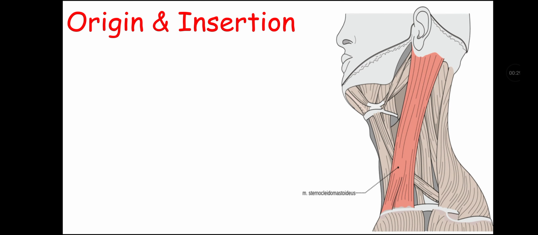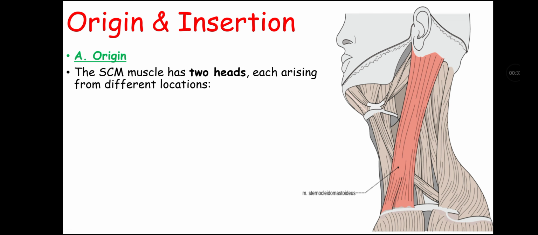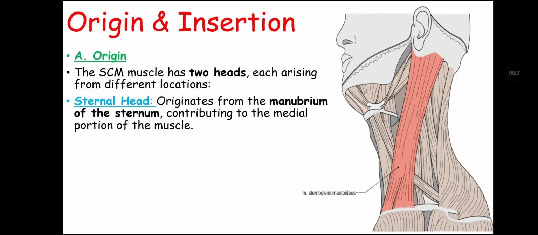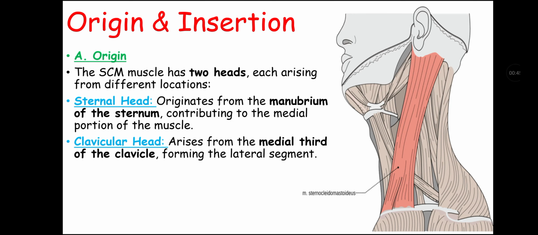Now let's talk about the origin and insertion of the sternocleidomastoid muscle. First we will talk about its origin. The sternocleidomastoid muscle has two heads, each arising from different locations. First is the sternal head that originates from the manubrium of the sternum, contributing to the medial portion of the muscle. And the second is the clavicular head that arises from the middle third of the clavicle, forming the lateral segment.